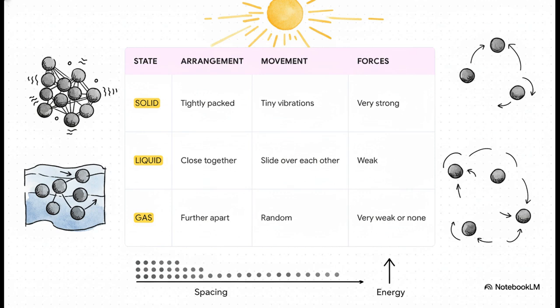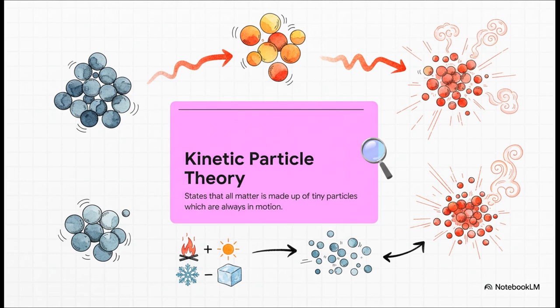And then you've got a gas. At this point, the particles have so much energy they've completely broken free. They're just zipping around randomly with tons of space between them. So really, it all just comes down to spacing and energy. That's it. And yeah, there's a fancy name for this whole idea, the Kinetic Particle Theory. All it means is that everything is made of particles that are constantly moving. The big takeaway? If you add heat, you add energy, and those particles start moving faster. That's how you turn that solid ice cube into liquid water and that liquid water into steam.